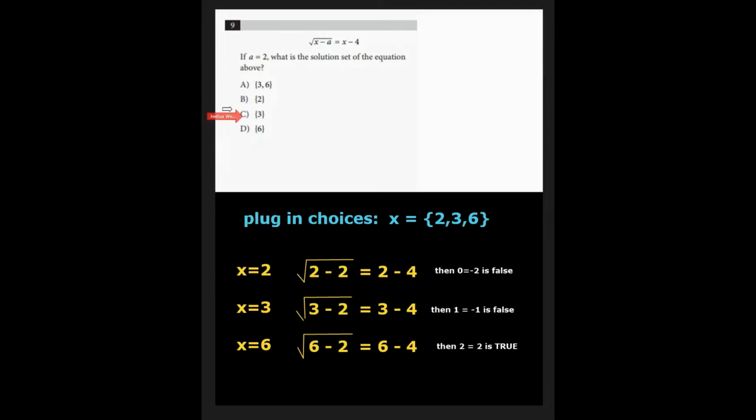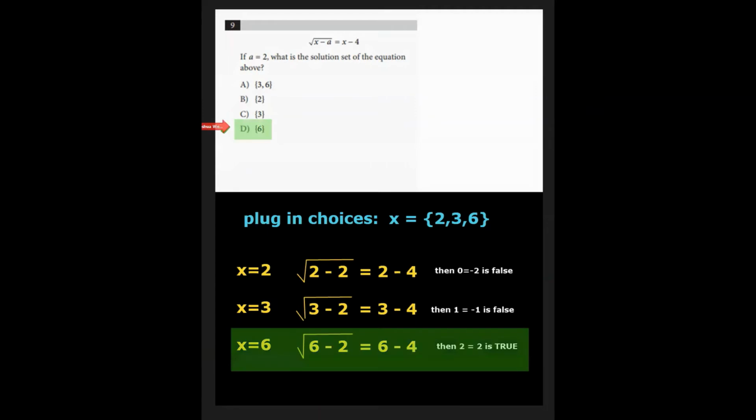Just confirming that D is correct, plugging in 6, we get the square root of 6 minus 2, which is the square root of 4, which is 2, equals 6 minus 4, becomes the statement 2 equals 2, which is true, and the correct answer was D.